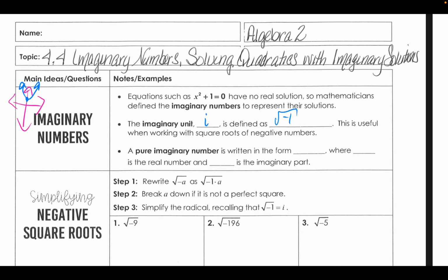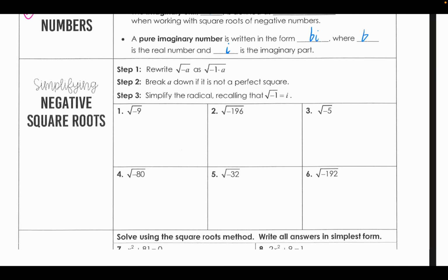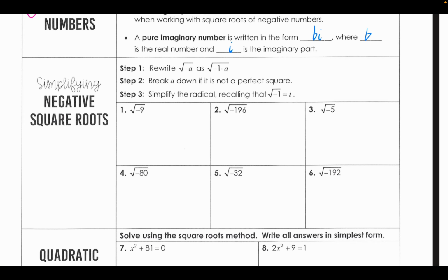What we call a pure imaginary number is written in the form b times i, where b is what we call our real numbers, such as 3 or 2 or 8 or -8 or -5/2 or whatever. And i is the imaginary part. What we're going to do is work on simplifying negative roots. We're going to rewrite the root of the negative number as the root of -1 times the root of a.